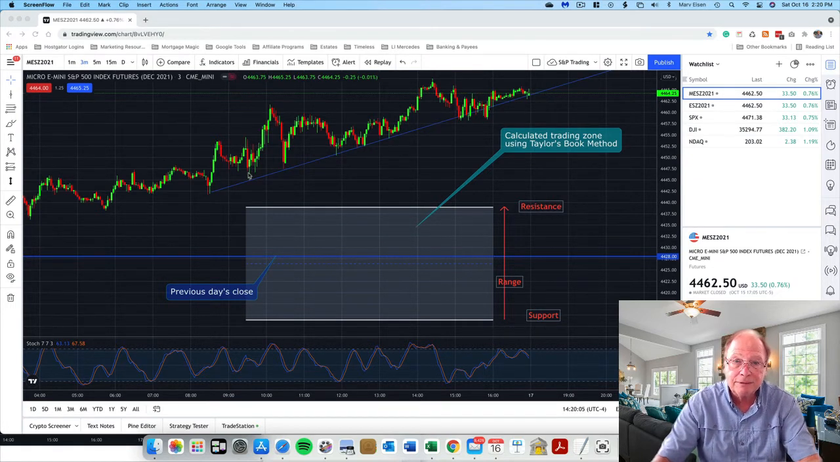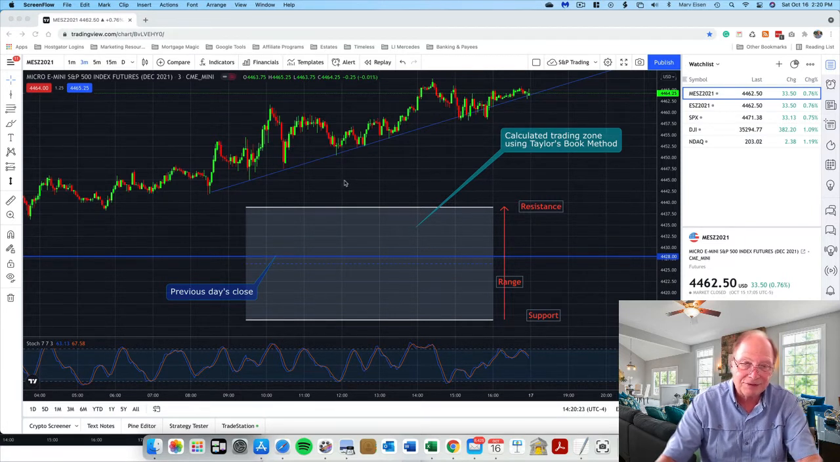Now, on this particular day, prices trended up, as we can see, but they never traded anywhere near Taylor's book method support and resistance trading zone, nor did they close the gap. So let's talk about these things.